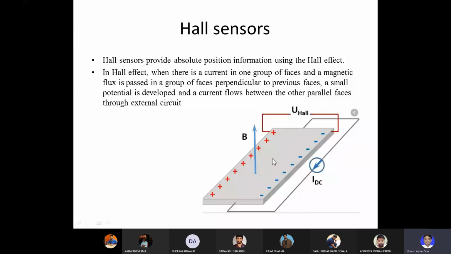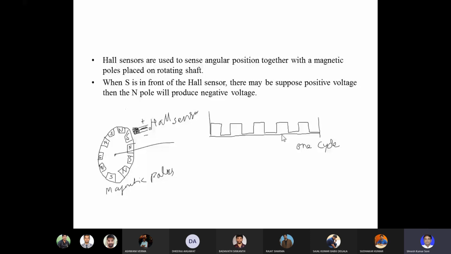However, if the flux linkage is opposite or downwards, there will be a negative polarity generated in these faces. So depending on the direction and magnitude of the fluxes, the polarity of the potential and the magnitude of the potential can be detected. So the same theory has been used for Hall sensor based rotating sensors.